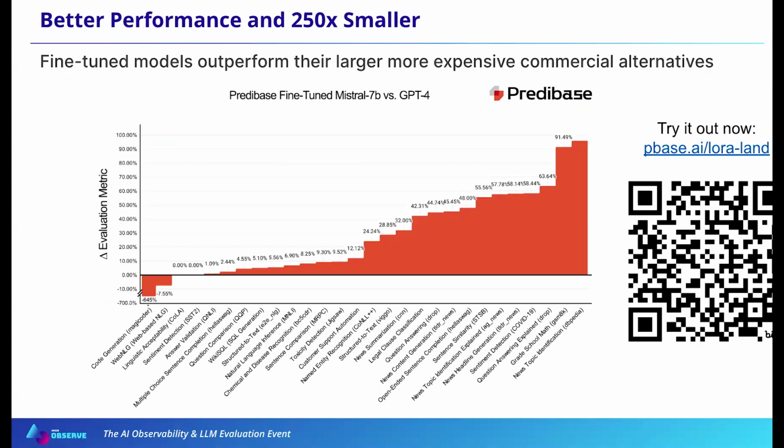To prove this out, we actually put our money where our mouth is, whichever way the phrase goes. We fine-tuned 30 models from 7 billion parameters. We benchmarked against GPT-3.5 and GPT-4, and we plotted the average performance improvements across 30 different tasks that are pretty common that people might want to do in production. You can see anywhere between 1% lift and 91% lift in relative performance, and it improves with better open source models.